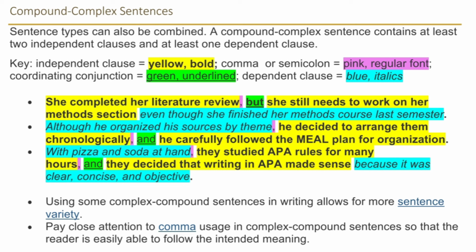And the second example: "Although he organized his research by theme," is the dependent clause, and there is a comma. And the independent clause is "he decided to arrange them chronologically," and there is a comma and a conjunction, and the second independent clause is "he carefully followed the meal plan for organization." It contains two independent clauses. This is from us.